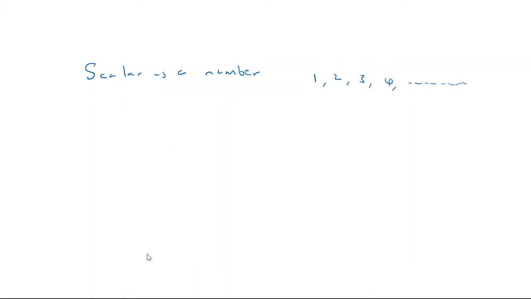So let me change the color. We can now introduce vectors. What are vectors? Well, vectors have magnitude, so they also have the size, and they have direction. So something is not a vector if you're just talking about the magnitude, right? Whenever you talk about a vector, you must have a magnitude and direction.